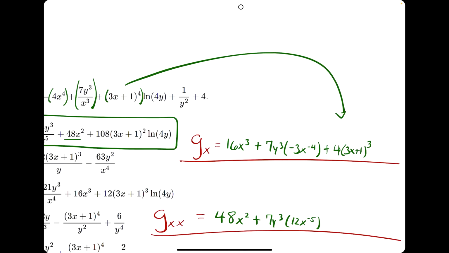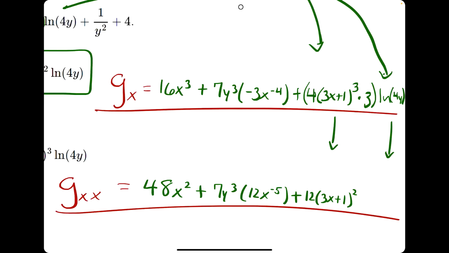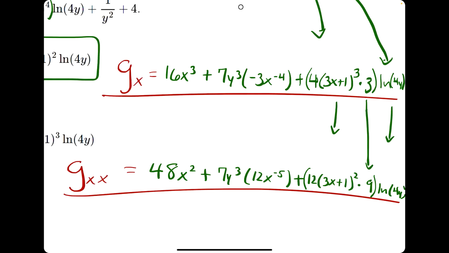We use chain rule to get the derivative of the 4 power. Then we multiply by the derivative of the inside. And then we leave the ln of 4y because it was attached to the x term at the start. And then one more derivative of the outside layer times one more derivative of the inside layer. And the ln of 4y remains unchanged.